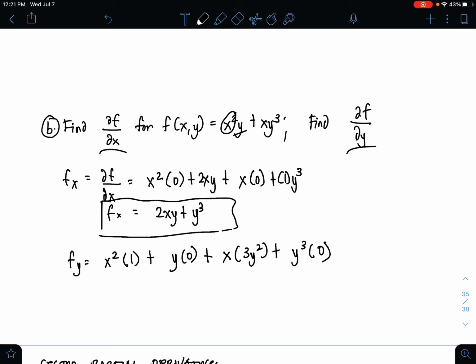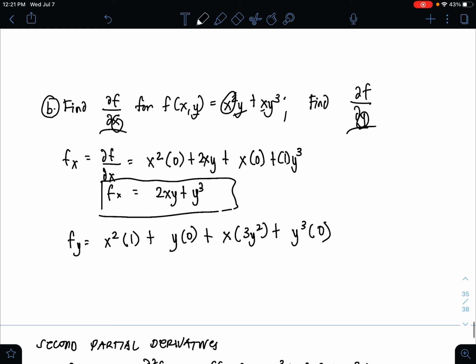So, just remember, whichever variable we are deriving, the other is constant. For example, if we derive with respect to y, x is constant. If we derive with respect to x, then y is constant. So, very easy to remember. So, x squared plus 3xy squared, that is your final answer.